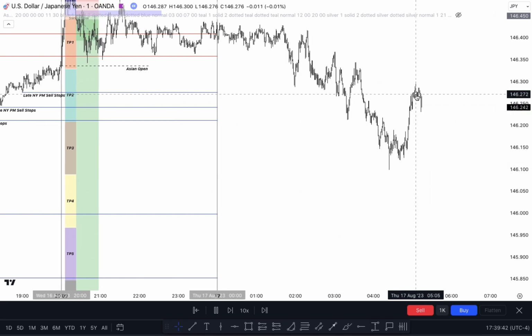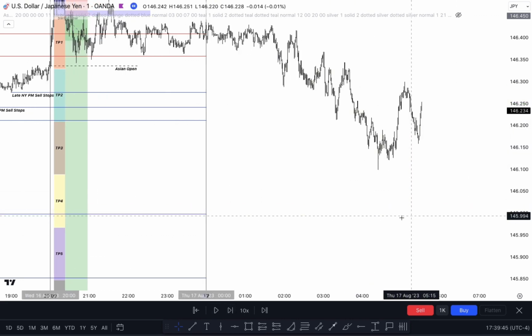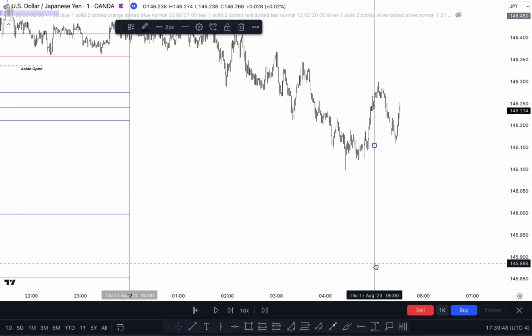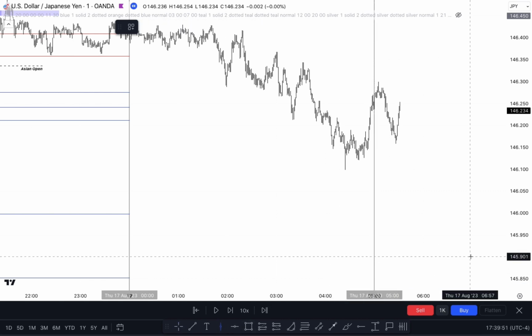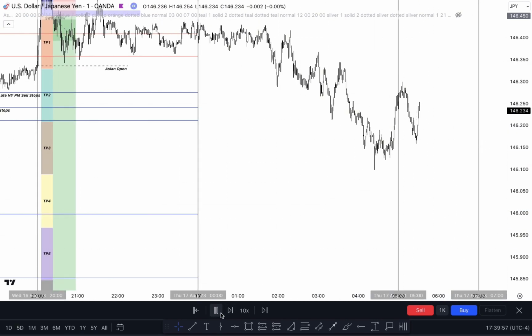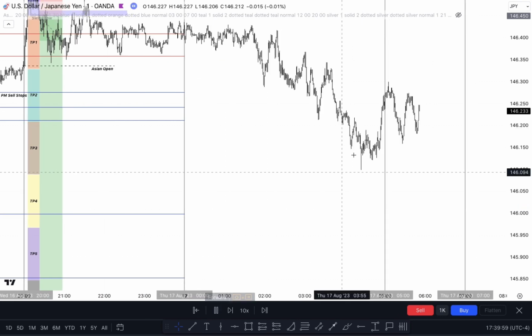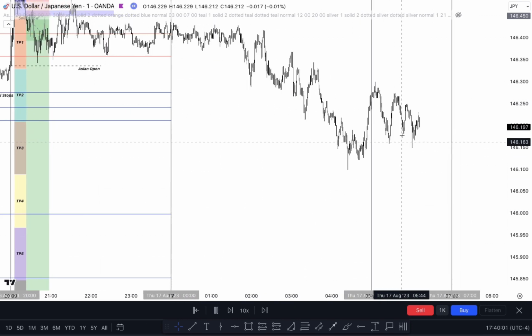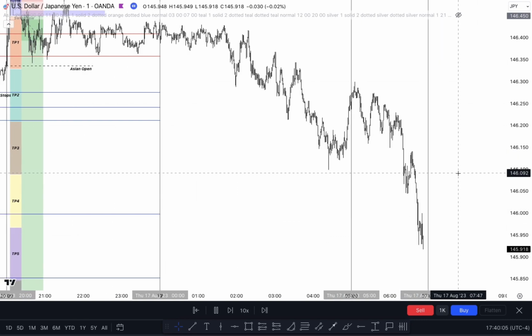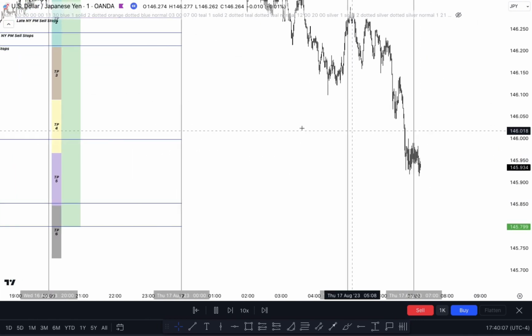Close, you get a pullback. That's the lunch session. I talk about that all the time. From 5 to 7, that's another dead period here. This is another dead period. I don't trade. I don't look to find trades. You see, our price created engineering equal highs and equal lows on purpose. Continues to fall out. Trade lower.